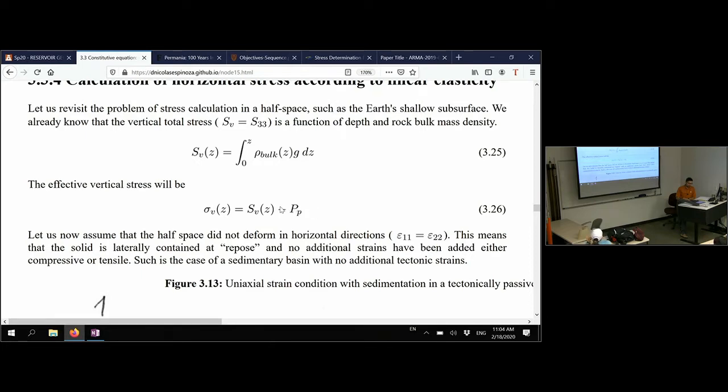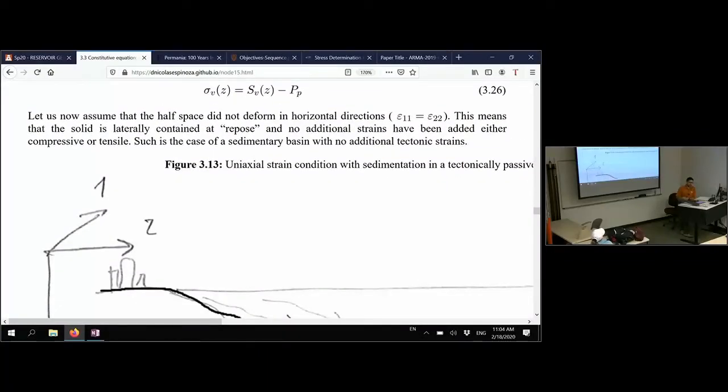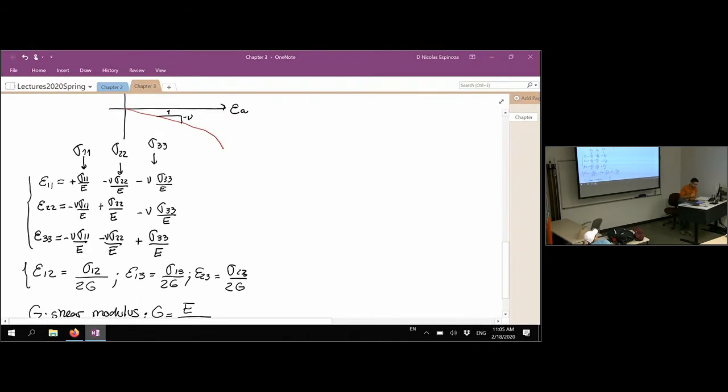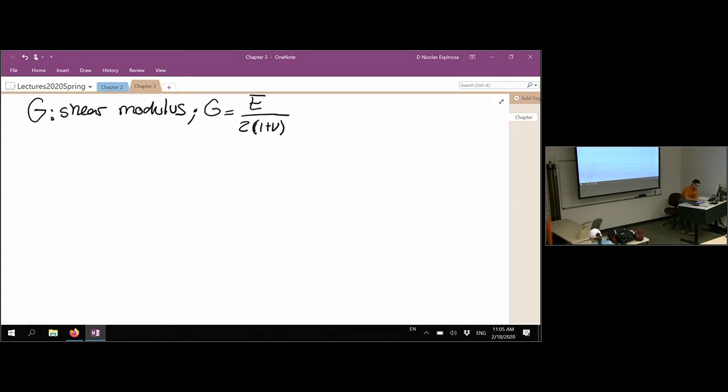All right. Let's see now how we can use what we just learned in order to calculate the horizontal stress. We're going to first do one assumption that's going to make things a little bit easier, and then we're going to relax that assumption. And this assumption is what is called the uniaxial strain condition. Let me do this drawing again, because the one I have here is not too great. I lost my stylus, so I'll see if I can do it with this other pen.